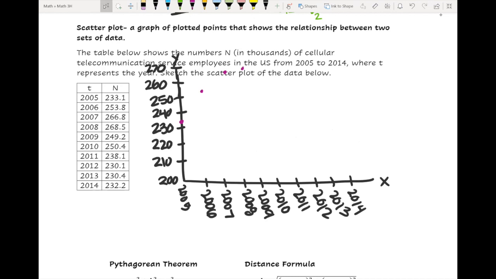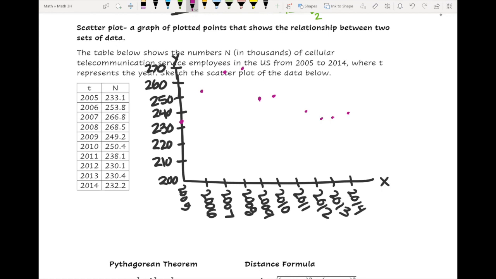2009 is at 249.2, so almost 250. 2010 is at 250.4, so again, super close to 250, maybe a little higher, so I went up a little bit, but not by much. 2011 is at 238.1, so a little below 240. In 2012, we are at 230.1, so a little over 230. 2013 is a little over 230 as well, pretty dang close. 2014 is at 232.2, again, a little higher, but not by much.